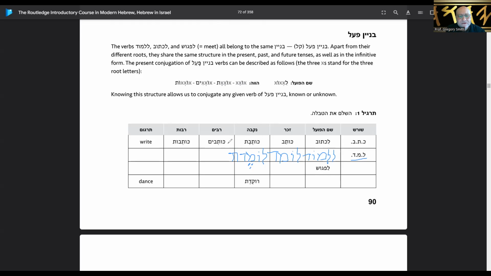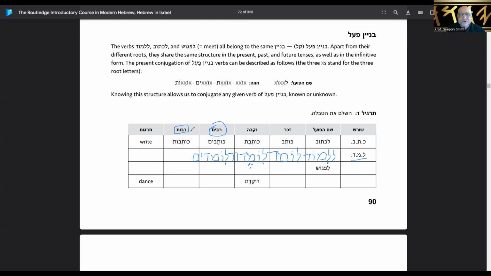Okay, so now we have to come up with this part here, which is the mixed plural. So I think it's going to be probably lomdim. And it's a hirik and a mem sofit. So if we were to say anachnu lomdim. Yeah, we are studying. אנחנו לומדים. Yeah, anachnu lomdim. We are studying.